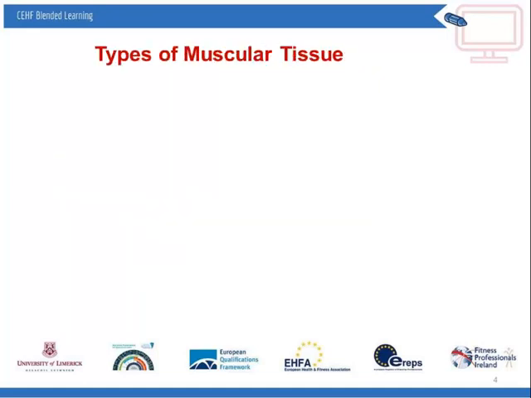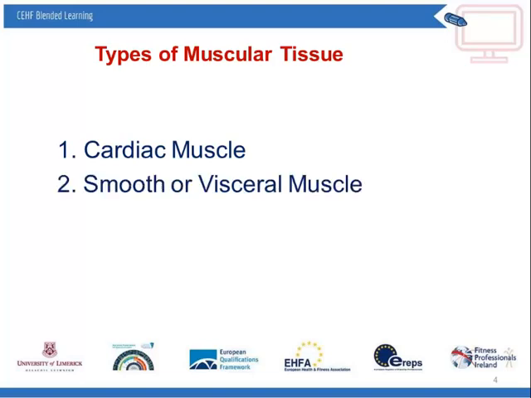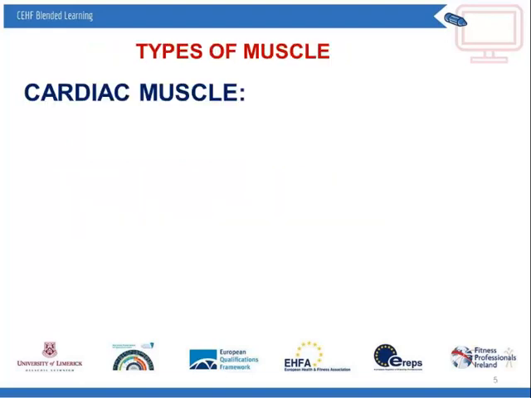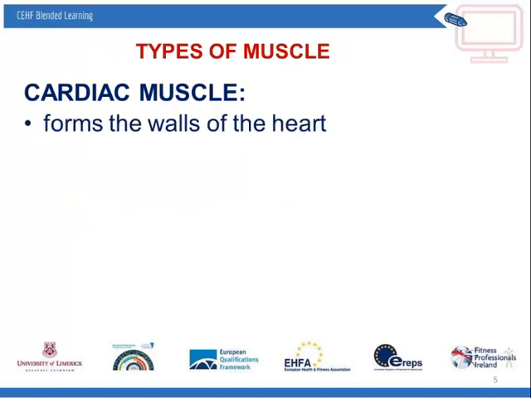Types of muscular tissue. There are 3 types of muscle tissue. These are cardiac muscle, smooth or visceral muscle, and skeletal muscle. Cardiac muscle. This is the muscle that makes up the walls of the heart. Our heartbeat is the contraction of cardiac muscle. This type of muscle is involuntary, which means that it is not under our conscious control. We cannot stop and start our heart beating at will.